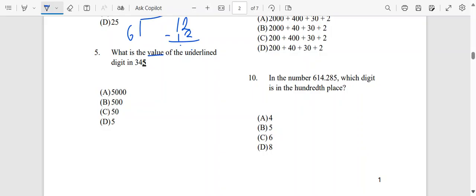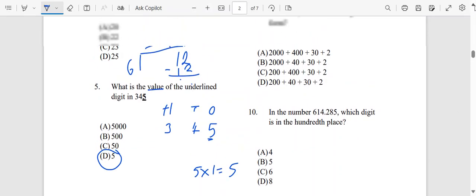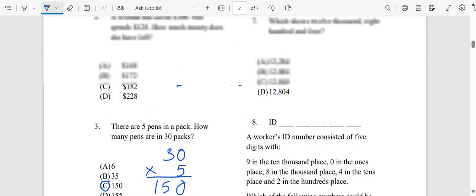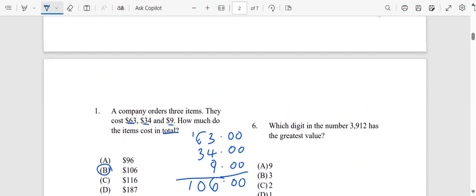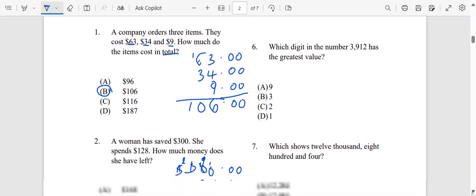All right, so we have ones, we have tens, and we have hundreds. And let's put on the digits now. 5, 4, and 3. This is what they want to find out the value of. So it's in the ones place. And once it's in the ones place, you know that 5 multiplied by 1 is equal to 5, just 5. So D is our answer right there. Let me go back to the top and we continue. So look at number 6.